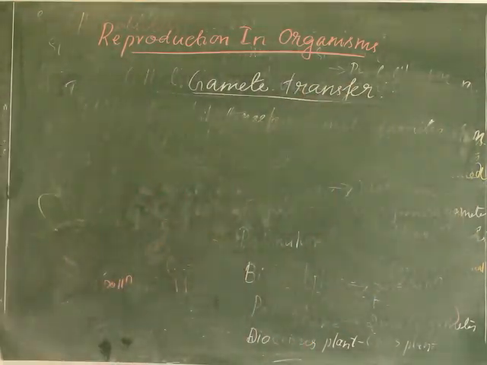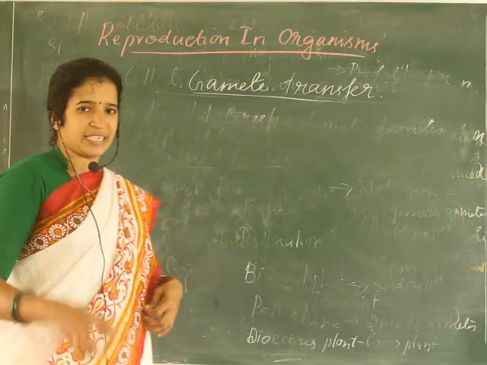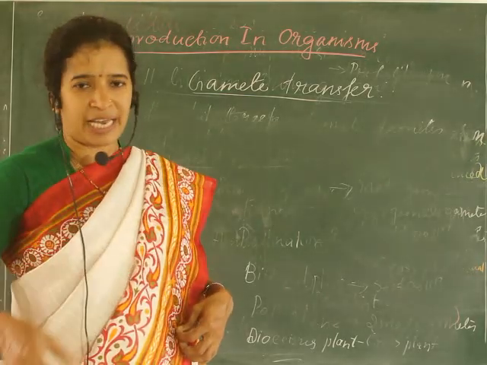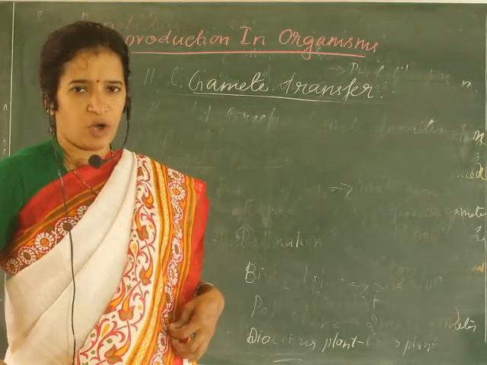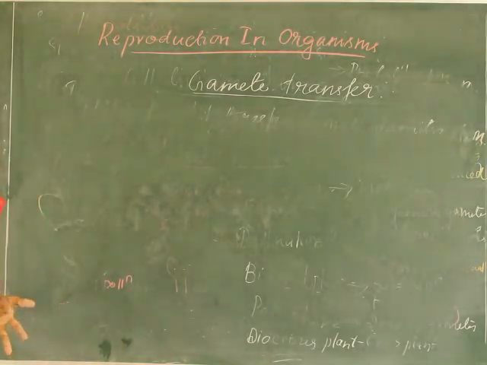Now, continuing this process of gamete transfer in seed plants, you have understood what is pollination and what happens after the pollination. Pollen grains reach the stigma, the pollen tube carries the male gametes to the ovary, fertilizes the ovule, and results in the formation of seed.